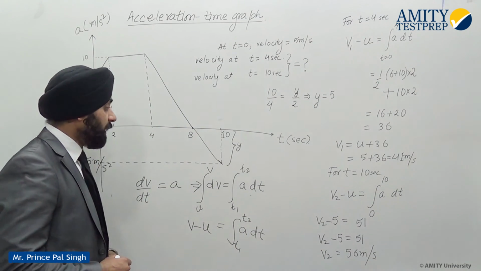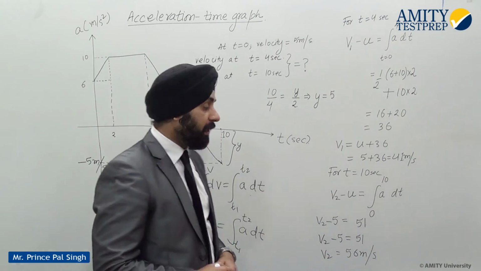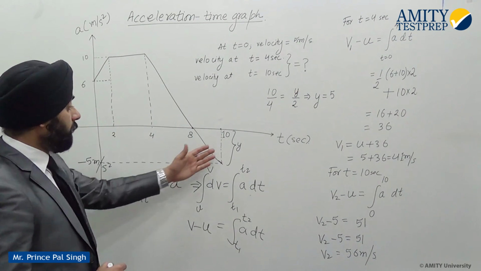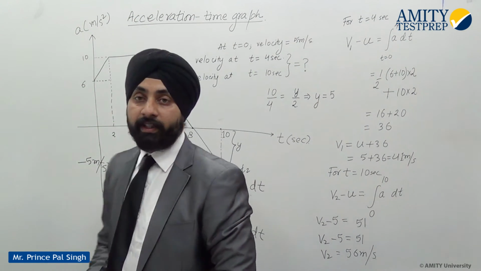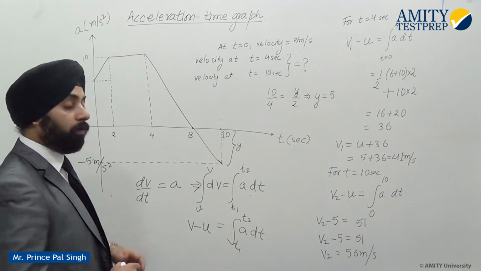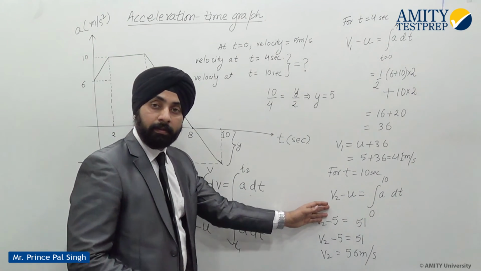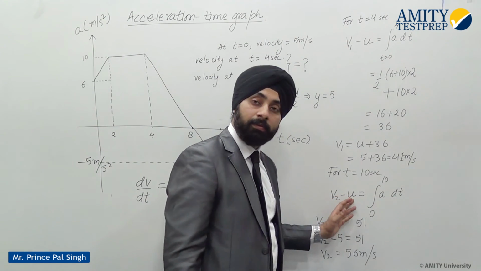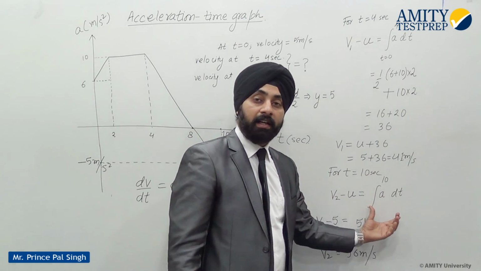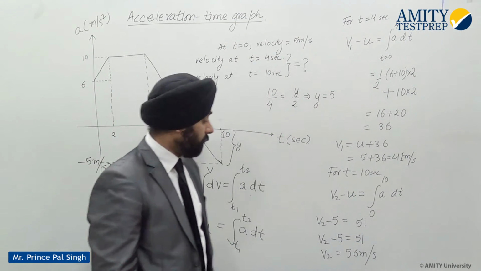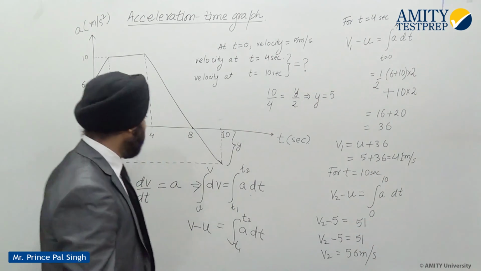Now I have to calculate the velocity at t equal to 10 seconds also. For that I have to take the area from t equal to 0 to t equal to 10, which gives us the change in velocity from t equal to 0 to t equal to 10. Let's say the velocity at t equal to 10 seconds is v2, and the velocity at t equal to 0 is u. So v2 minus u is equal to the area under the AT graph from 0 to 10. So this area I have found, it is 51, in this way.